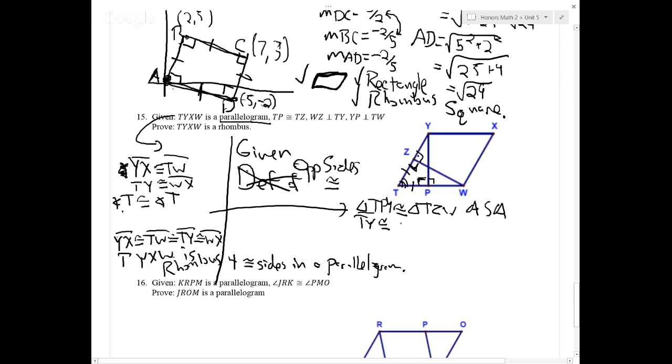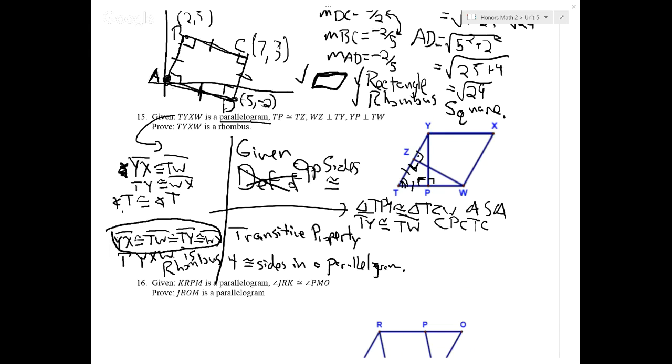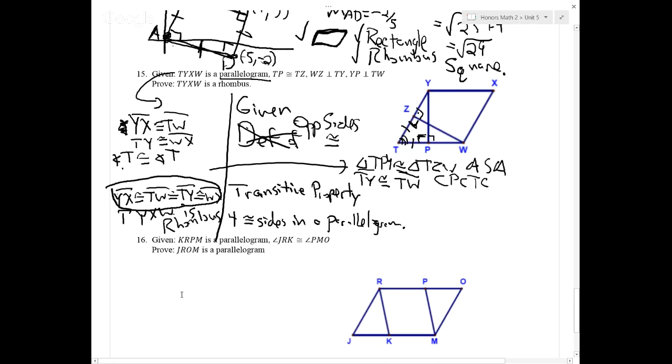is congruent to TW because corresponding parts of congruent triangles are congruent, which then lets me connect the fact that TY and WX are congruent and YX and TW are congruent, which gets me to this statement, which is what I wanted. And we could say their transitive property, which then gets us to say, well, it's a rhombus because of the 4 congruent sides in a parallelogram. Now, this was not very clean, but hopefully you at least see the thought process we wanted as we went through it, and you could go through and write that proof through by yourself.